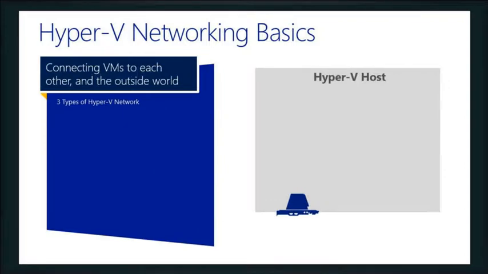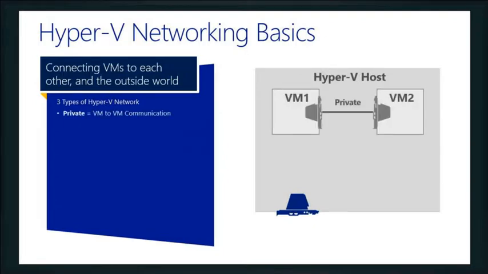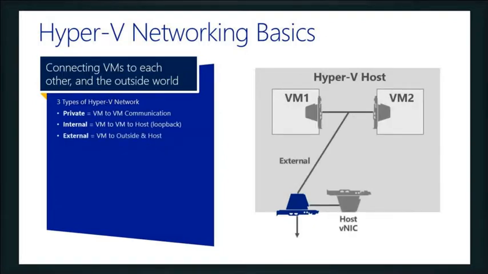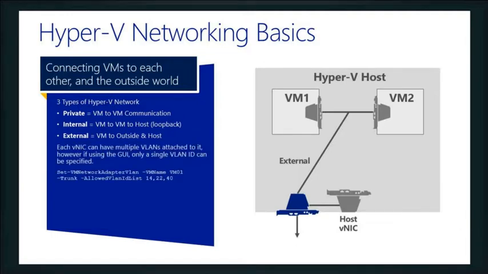Let's switch gears and talk about some of the Hyper-V networking basics for just a bit. There are 3 main types of networks that we have inside of our Hyper-V basic switches and abilities. We have a private, which just allows VM to VM communication. We have internal, which allows VM to VM and to host, basically a host loopback in a sense. And then we actually have external, which allows that virtual machine to access the outside world. These are just standard virtual switches that we can use.